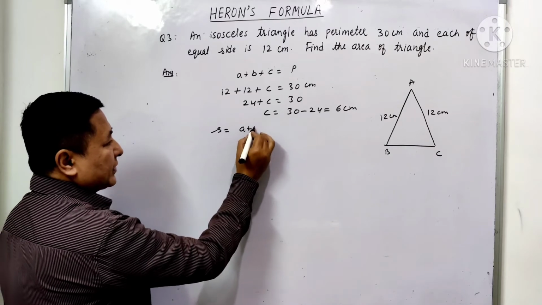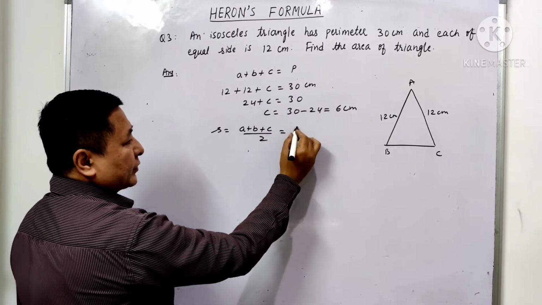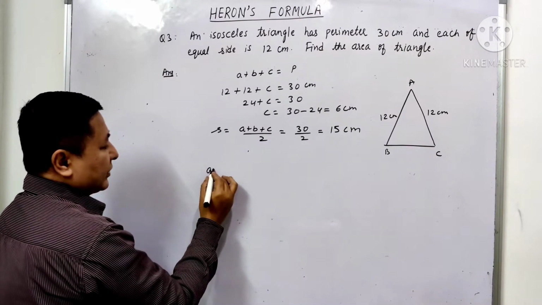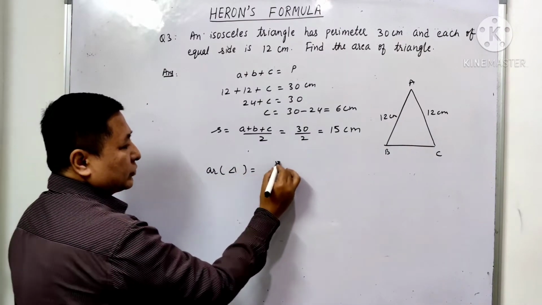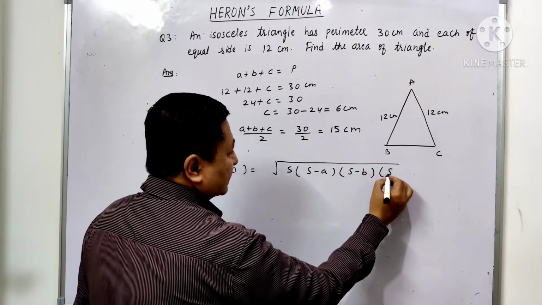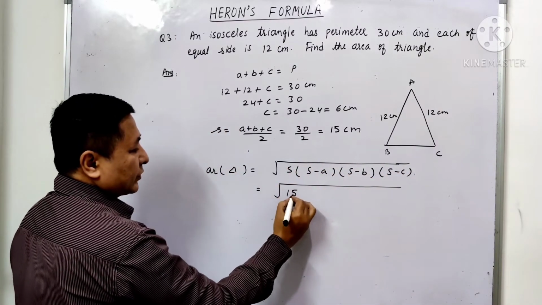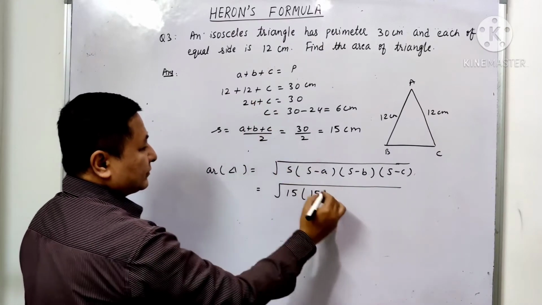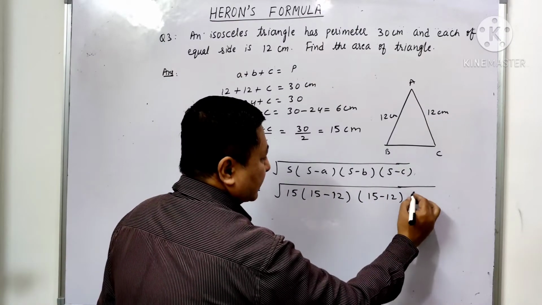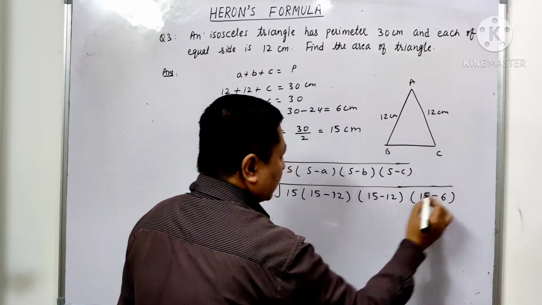S is equal to (A plus B plus C) upon 2, and the perimeter is given in the question, that is 30, so 30 upon 2. So it will become 15 centimeter. Now we will find the area of the triangle. So the area of the triangle will be root of S minus A, S minus B, S minus C. The semi-perimeter we have calculated, that is 15. Then we have 15 minus A, that is 12. Then 15 minus B, that is again 12. And 15 minus C, that we have calculated, that is 6 centimeter. So 15 minus 6. Now let us solve this.